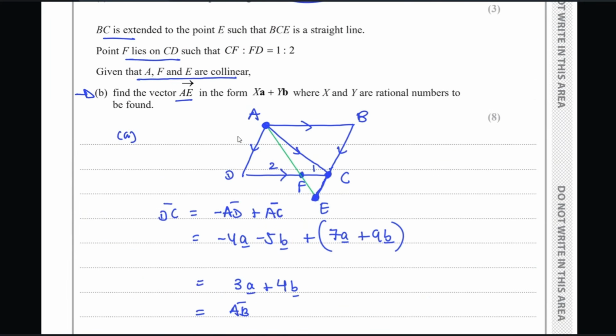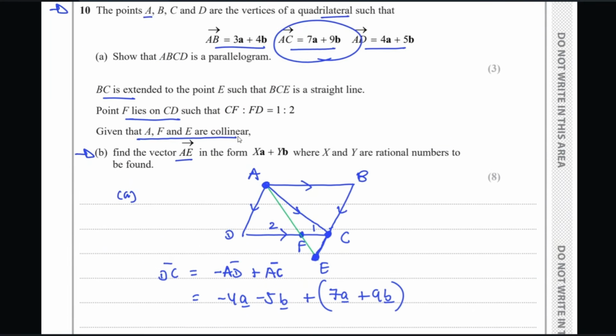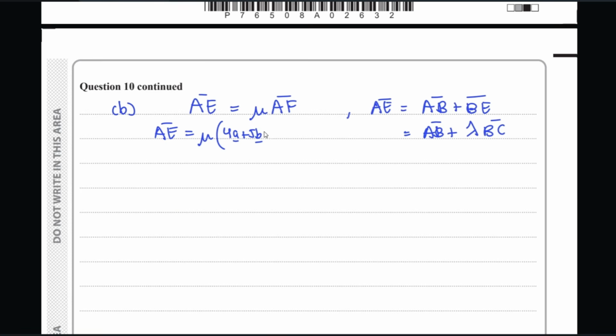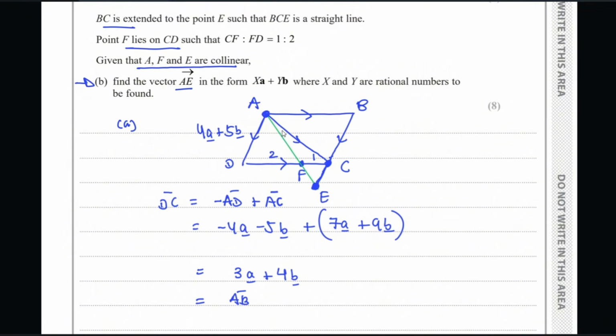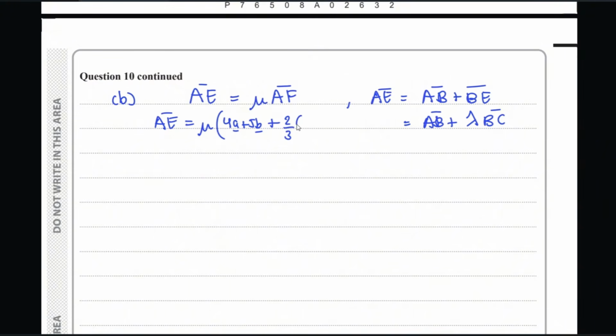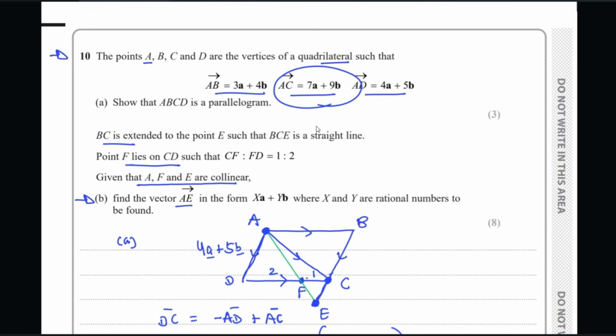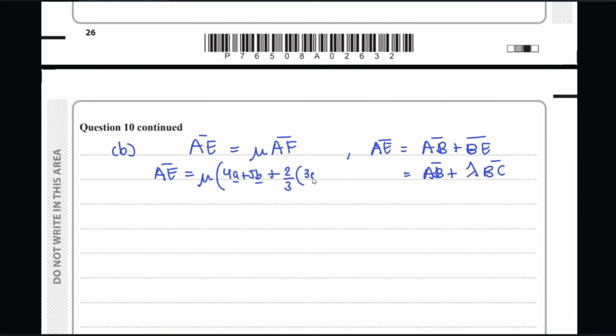What is vector AF? We have to go from A to D first, which is 4A plus 5B. So that is vector AD, 4A plus 5B. Then we have traveled from A to D, and then we have to go from D to F. What is D to F? D to F is 2/3 of DC. What is DC now? DC is the same as AB. AB is 3A plus 4B. So 2/3 of 3A plus 4B. And that is the expression for vector AE using vector AF.